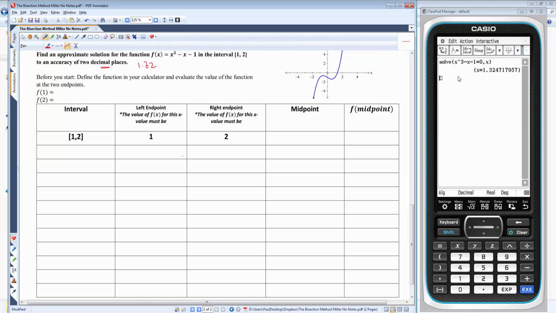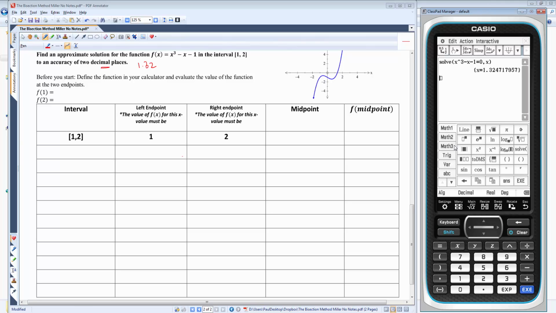Okay, so let's do that. We're going to define, and remember I can type that in because I've got an actual keyboard, but it's going to be in Math 3, and we're defining f of x, in this case, not f of y, equals x cubed take x take 1.